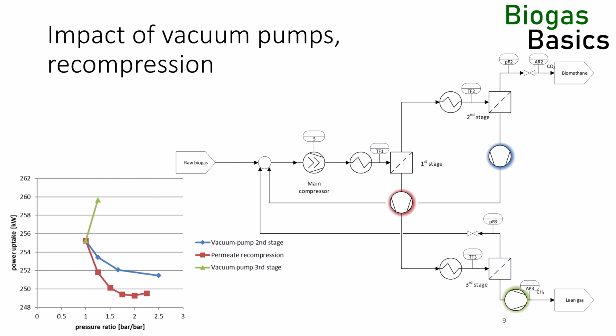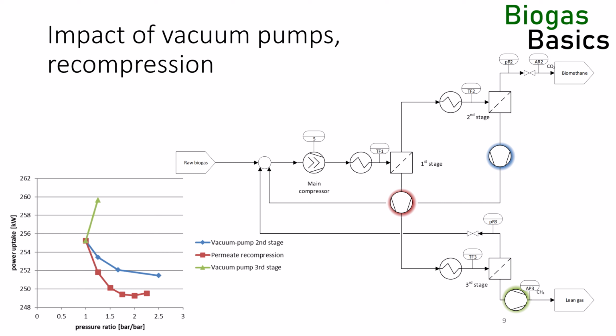The highest reduction in power uptake can be achieved with a recompression of the first stage permeate. A vacuum blower at the second stage permeate outlet also results in a slight improvement of the power uptake. Installing a vacuum blower in the third stage does not lead to an improvement of the power uptake. In fact, it increases the power demand of the plant. How to interpret these results?